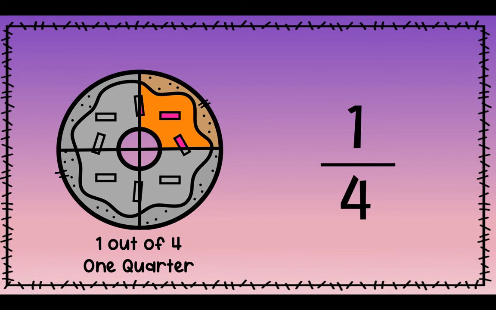This donut was split into 4 parts, so our denominator is 4. But we still only have one part, so our numerator is still only 1. This fraction can be said as 1 out of 4. We have one piece of donut out of 4 pieces altogether. We can also say we have 1/4 of the donut. The top number is the part, the bottom number is the whole.